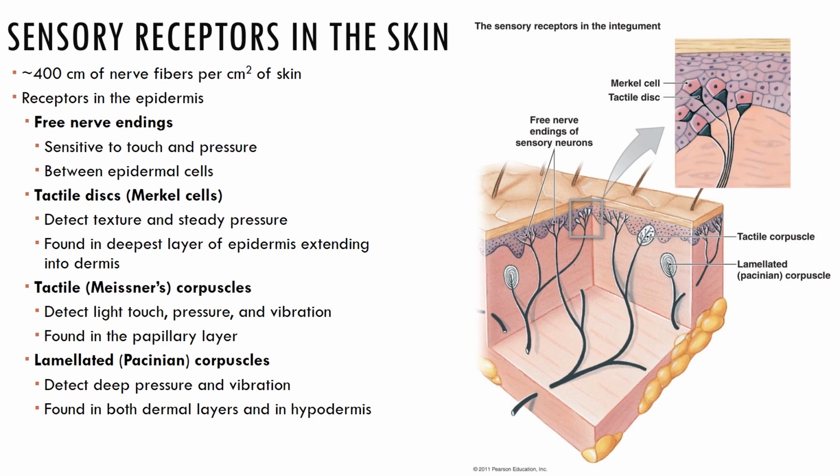So the free nerve endings are sensitive to touch and pressure, and they're between the epidermal cells. The Merkel cells detect texture and steady pressure, and they might be found a little bit deeper in the epidermis. The Meissner's corpuscles detect light pressure, so it would make sense that they're found in the upper region, the papillary layer. And the Pacinian corpuscles detect deep pressure and vibration, so they're found in the lower layers, the dermis and hypodermis of the skin.